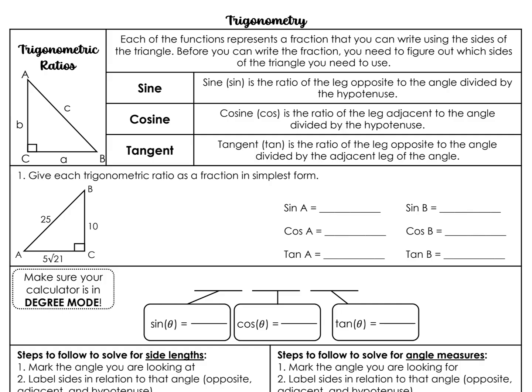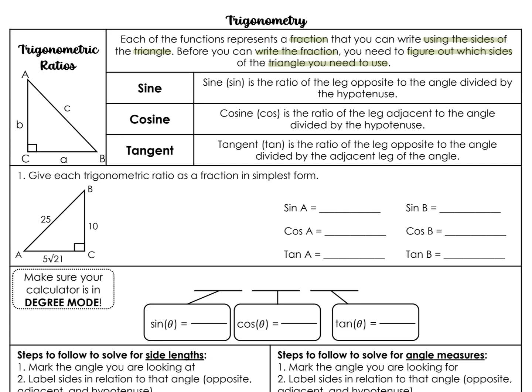So we have here our trigonometric ratios. And so we're starting off with the fact that each of the functions is going to represent a fraction. And you can write this fraction using the sides of your triangle. Before you write the fraction, you first need to figure out which sides of the triangle you need to use.